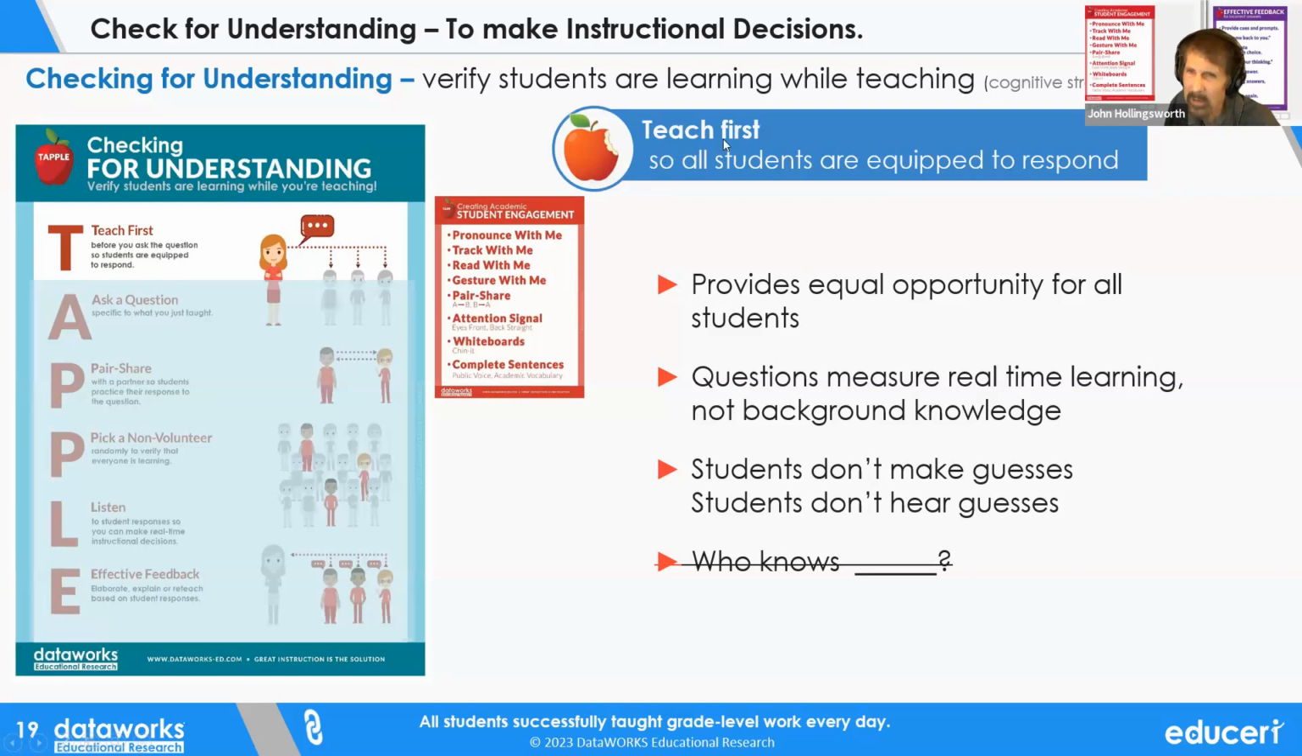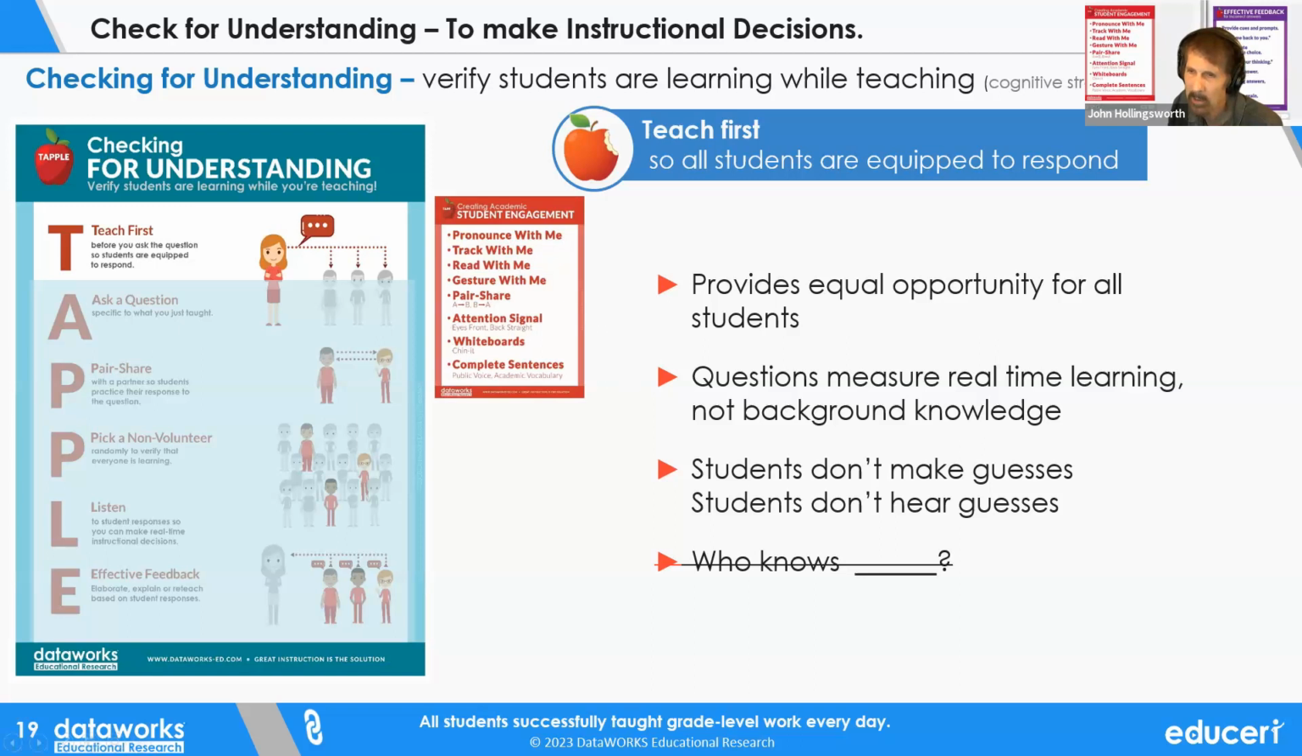And I'll just read it for you. Teach first so all students are equipped to respond quickly. Yes, and this provides equal opportunity. Every student can answer because we taught something first. Remember, checking for understanding is verifying students are learning while teaching. We're not looking at the homework or the quiz. We're actually in real time. Every couple of minutes, we're asking a question to make sure the students are with us and to know if we need to reteach.